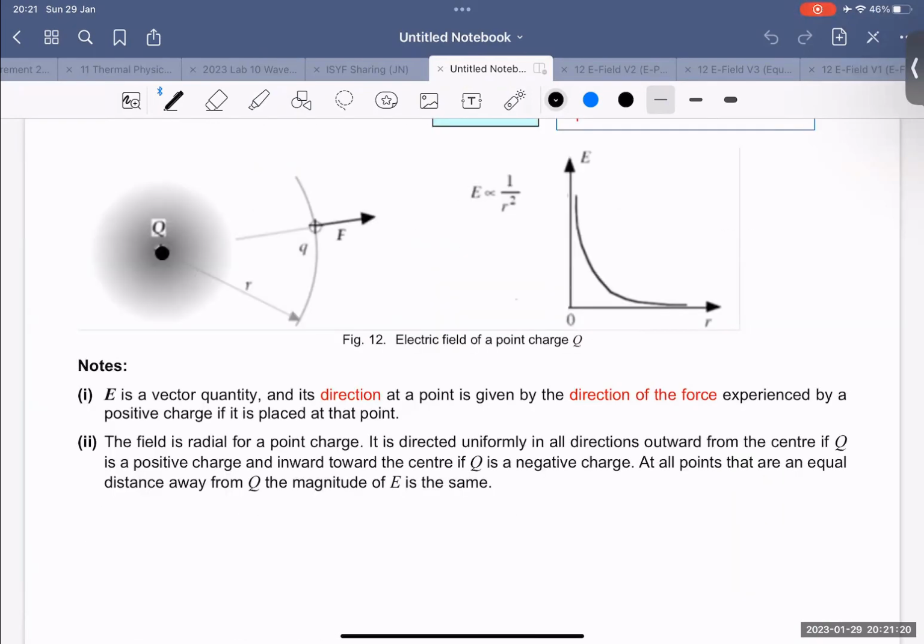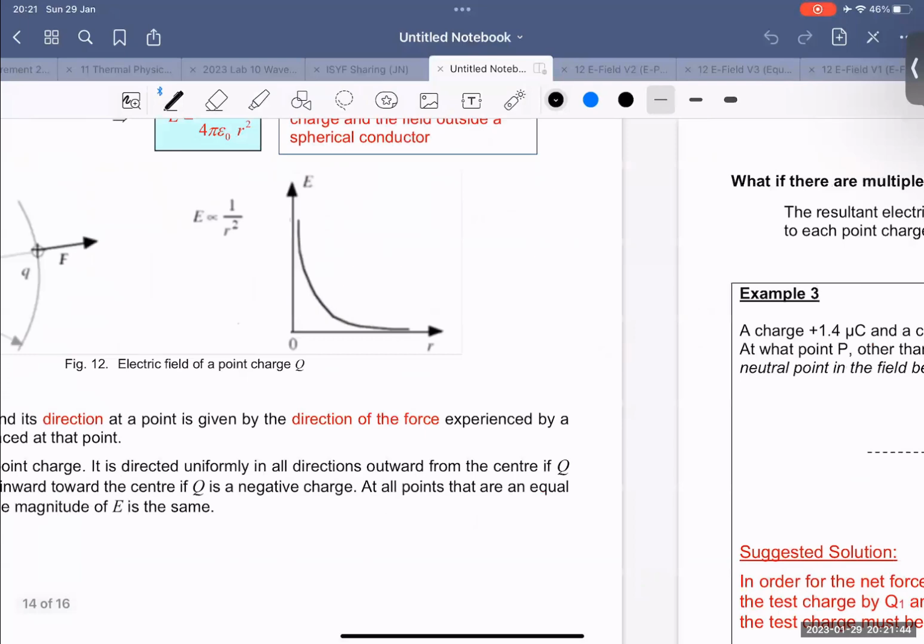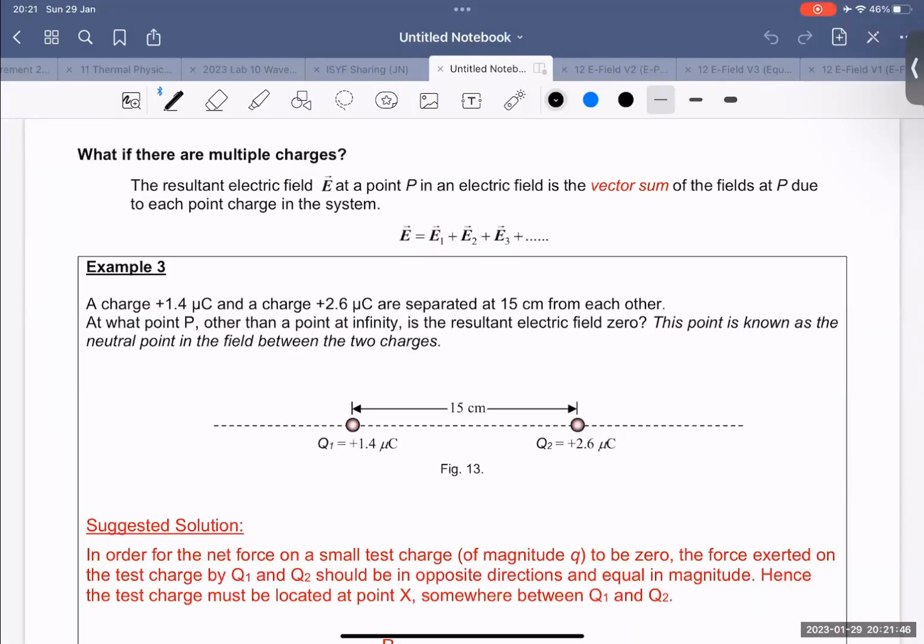Note that E is a vector quantity and its direction at a point is given by the direction of the force experienced by a positive charge if it is placed at that point. What if there are multiple charges? In this case, the resultant E field is the vector sum of all the contributing E fields.